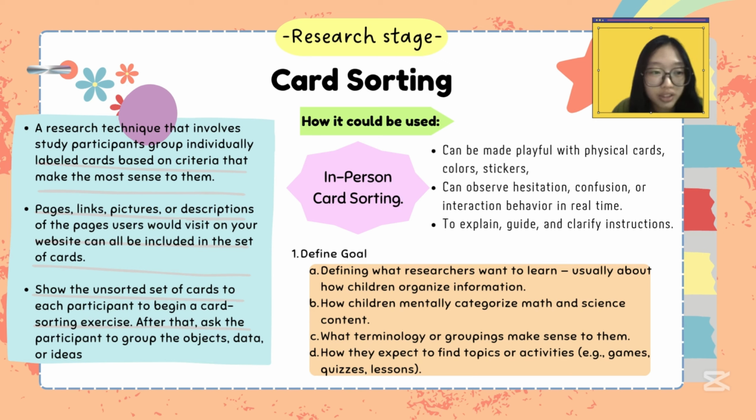The next technique is card sorting, also from the research stage. Card sorting is a research technique in which study participants group and label cards individually based on criteria that make the most sense to them. For example, the page, link, picture, or description of the pages a user would visit on your website can all be included in the set of cards.